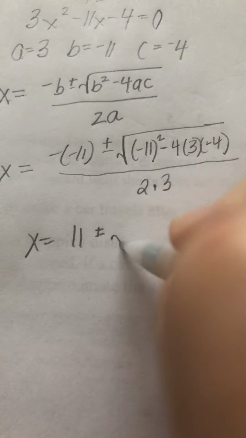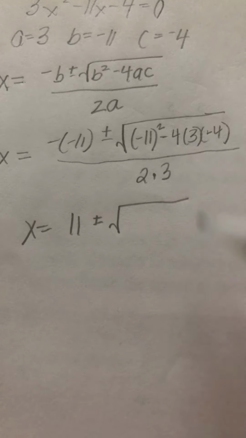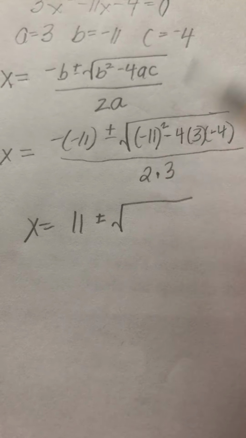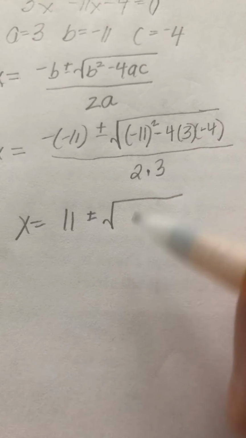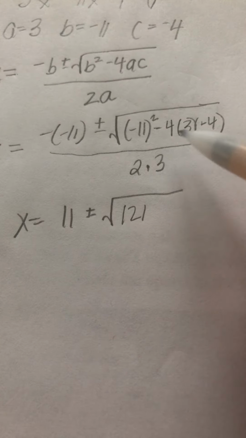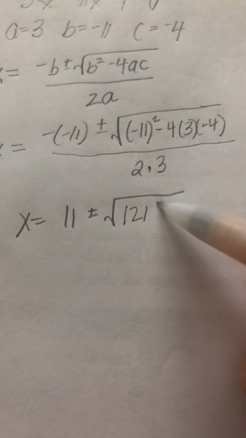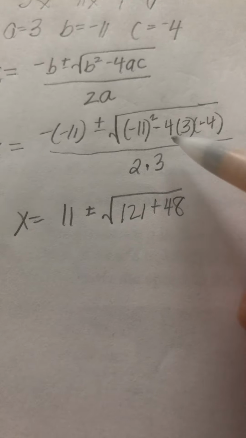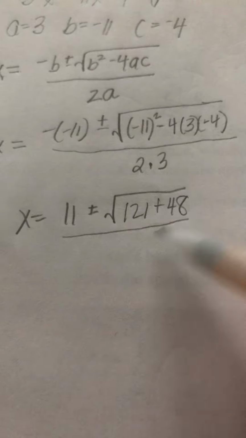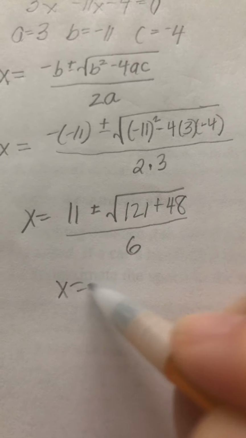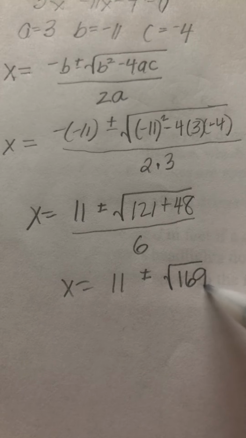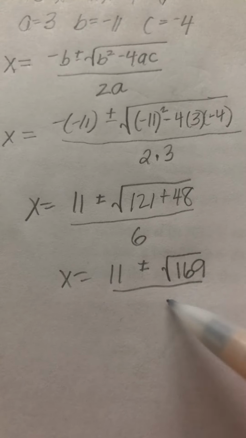11 plus or minus. You can do this in the calculator. That is 121. If you're doing that in the calculator, make sure you use the parentheses. Parentheses are really important. They still remain important. This is going to be plus 48. Okay, it's negative 4 times 3 times negative 4. And then it's all over 6. So it's 11 plus or minus the square root of 169 all over 6.